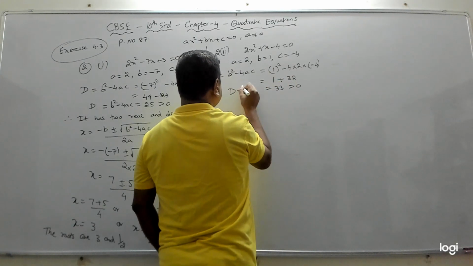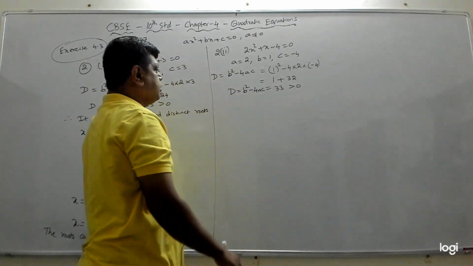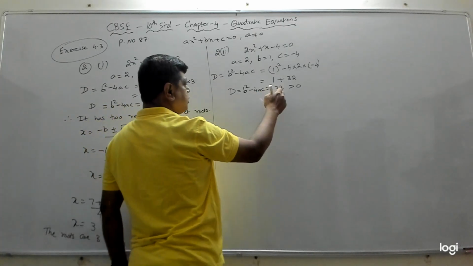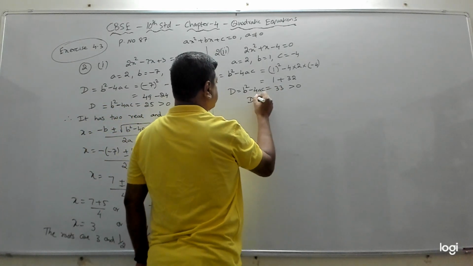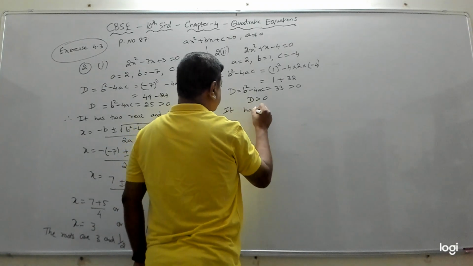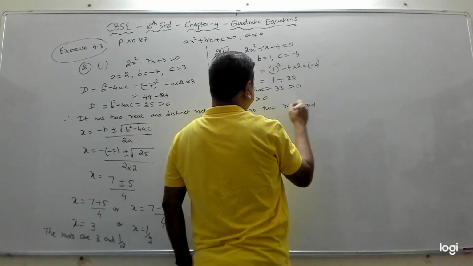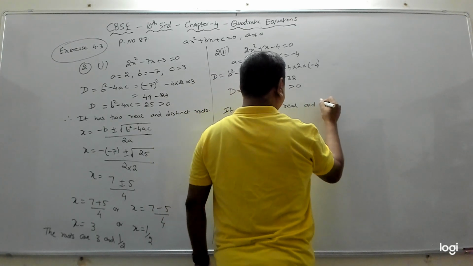Here D, which is equal to b square minus 4ac, is greater than 0. Your D is b square minus 4ac, and b square minus 4ac is 33. Therefore, your D is greater than 0. When D is greater than 0, the equation has two real and distinct roots.